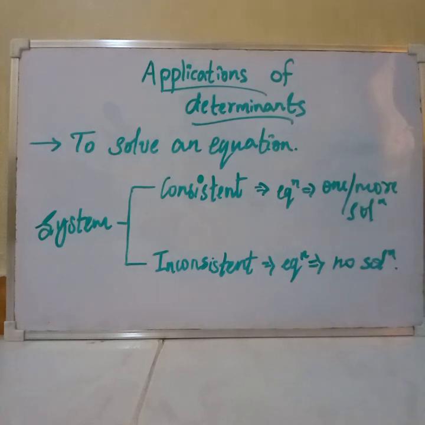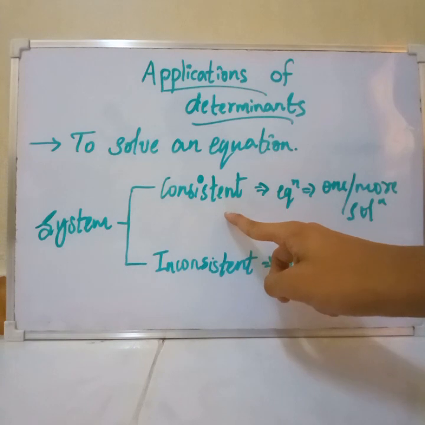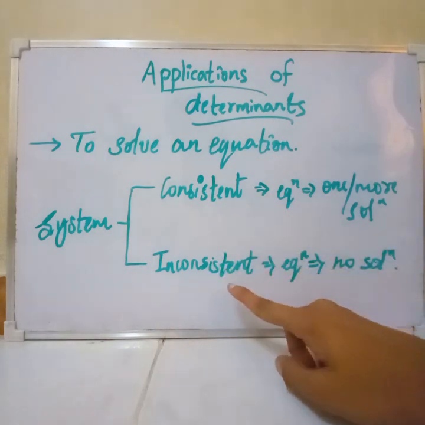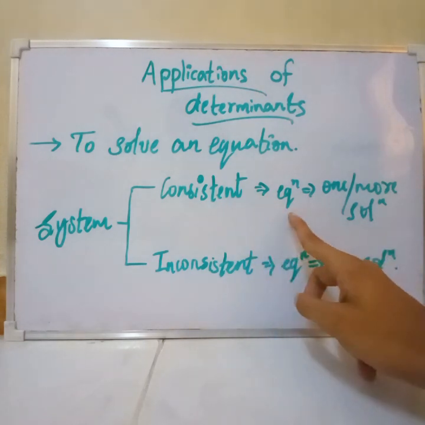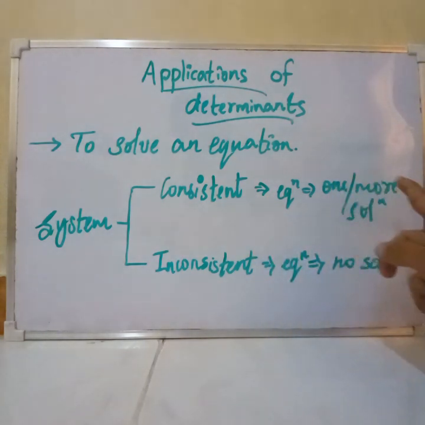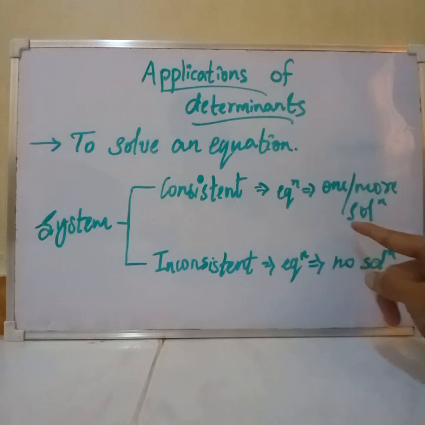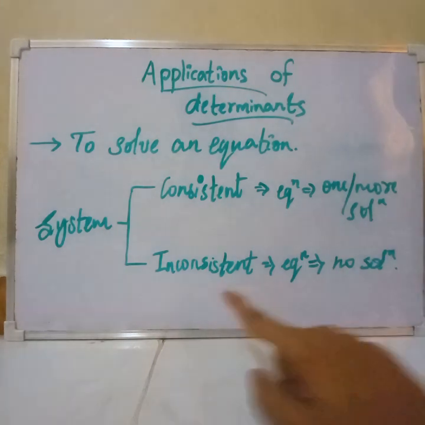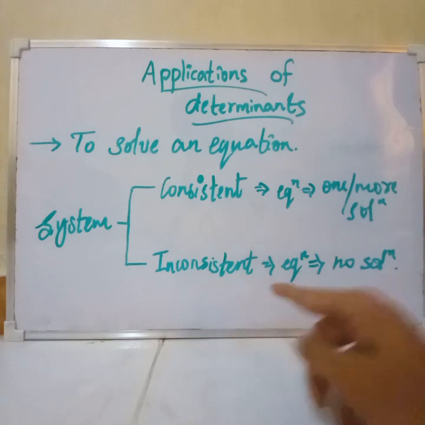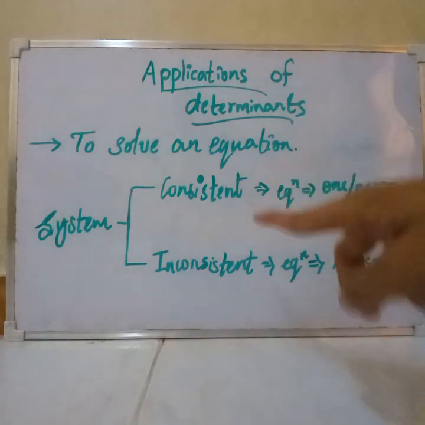So first of all, there are two types of systems of equations. The first type is known as consistent and the second one is known as inconsistent. Consistent refers to those equations that have one or more solutions. When an equation has one or more solutions for its variables, it is a consistent type, whereas if it has no solution, it is known as inconsistent. That is, if it has any solutions, it will be consistent.